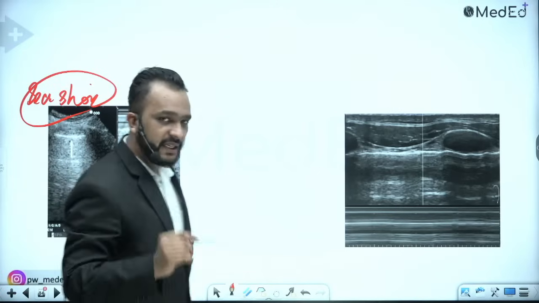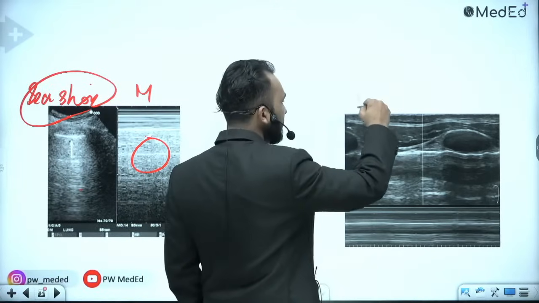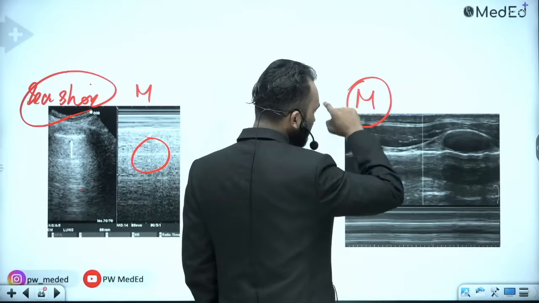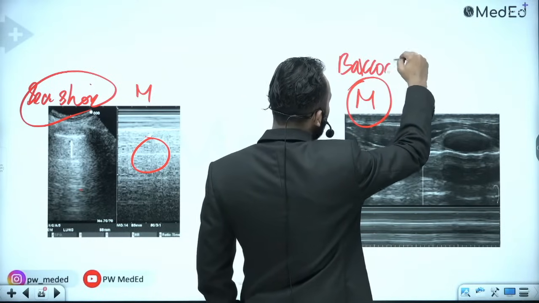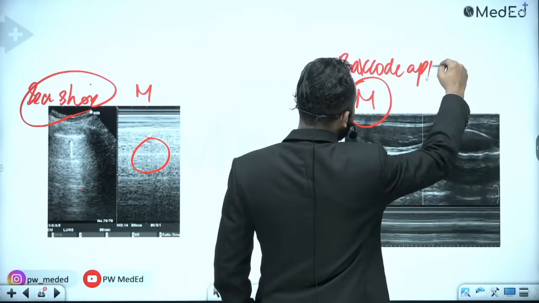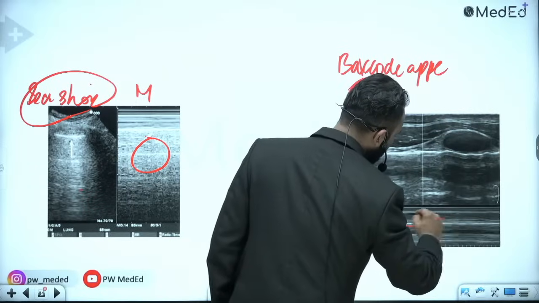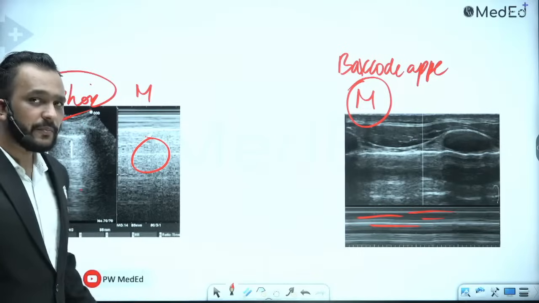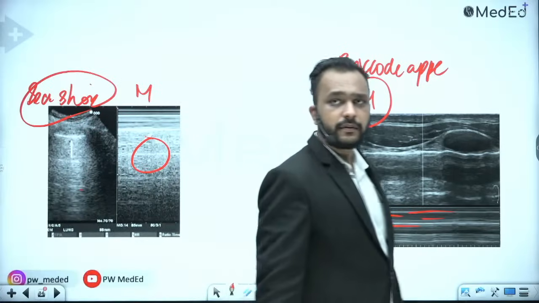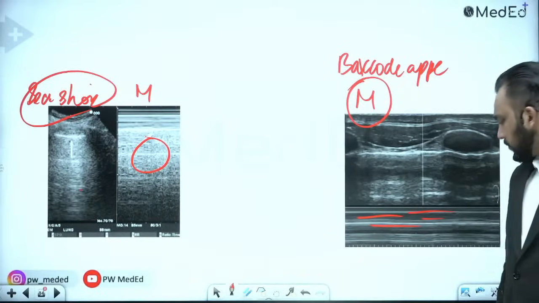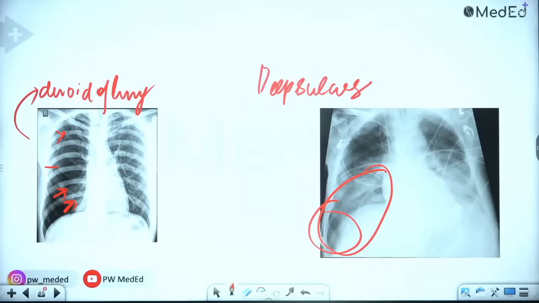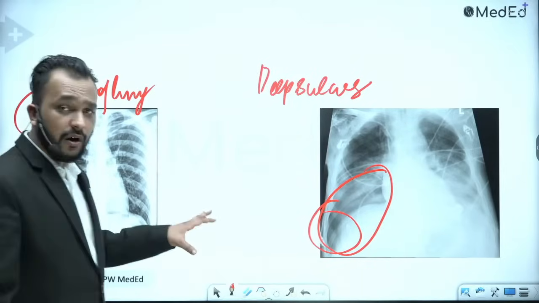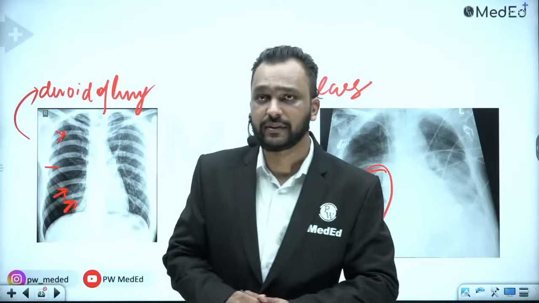Whereas in a patient with pneumothorax, in the M mode, you will see a barcode appearance. Seashore appearance will be seen in normal lung parenchyma. There are no signs of mediastinal shift because it is not a tension pneumothorax. The pneumothorax is not that big that it is causing the mediastinal shift.